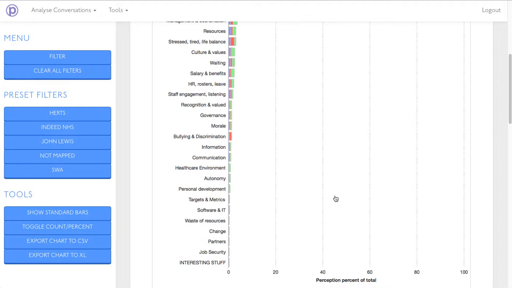Job security. This is about how secure do I feel in my job? Do I see a long-term future? Security, that sort of stuff. And interesting stuff is where you see something that hasn't been flagged, but you think it needs to go somewhere, but you don't know where it goes.